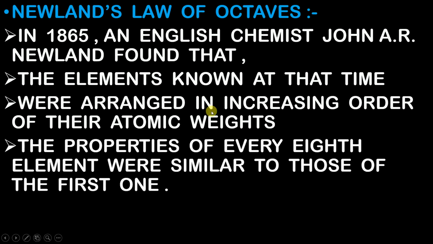The properties of every 8th element were similar to those of the first one. Now what is the meaning of this? See, first of all, whatever elements were known at that time, he arranged all of them in increasing order of their atomic weights. And when he arranged them, what he discovered was that the property of every first element and every 8th element was the same. I know many of you have not understood anything. Let's move on to the table which will help us to understand.